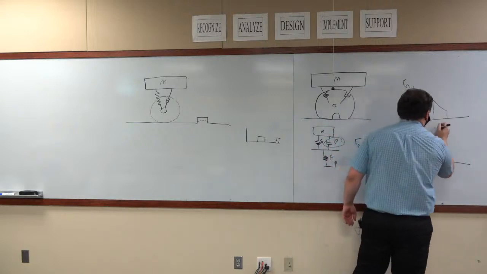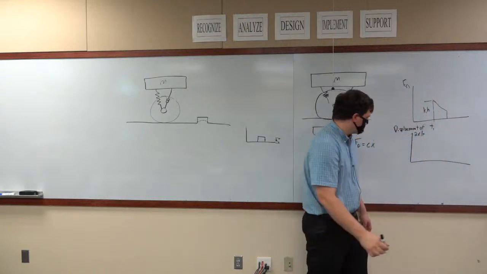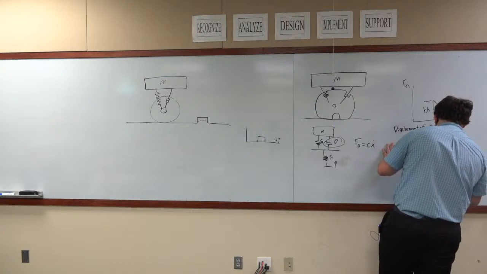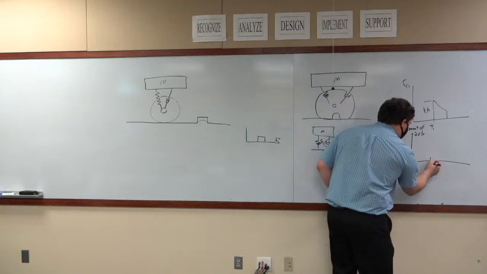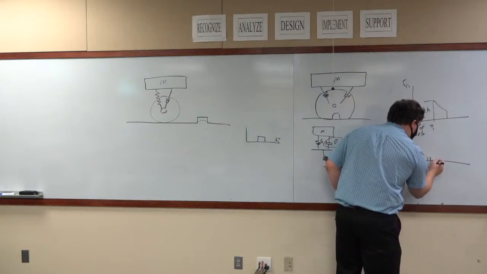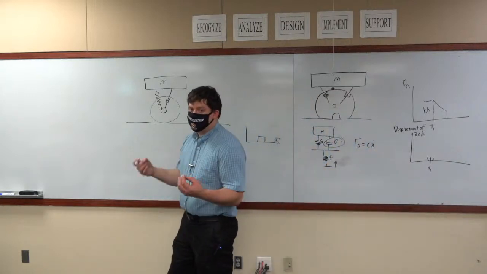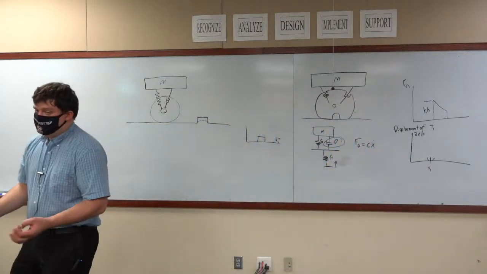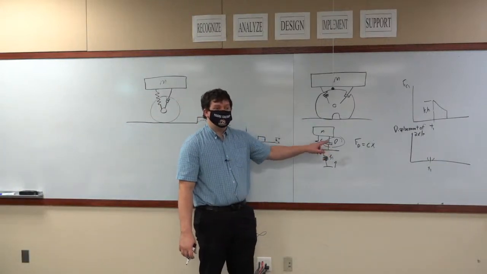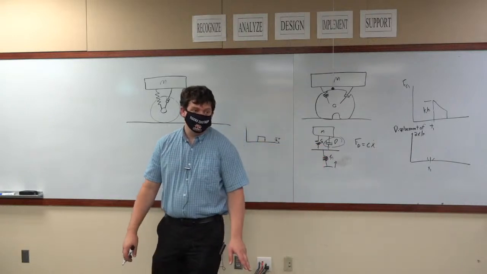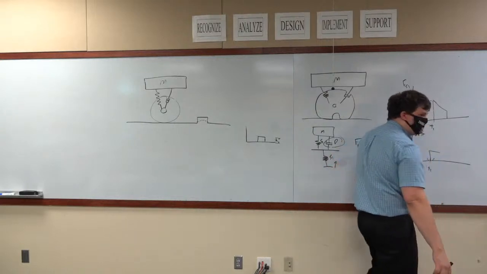If this is time t1 where you hit the bump, your displacement of the axle cannot change from right here before t1 to right here after t1. Your displacement of your axle cannot change suddenly because this right here cannot have an infinite force value. You can't have a step function. You can't have the displacement of the axle suddenly do this.